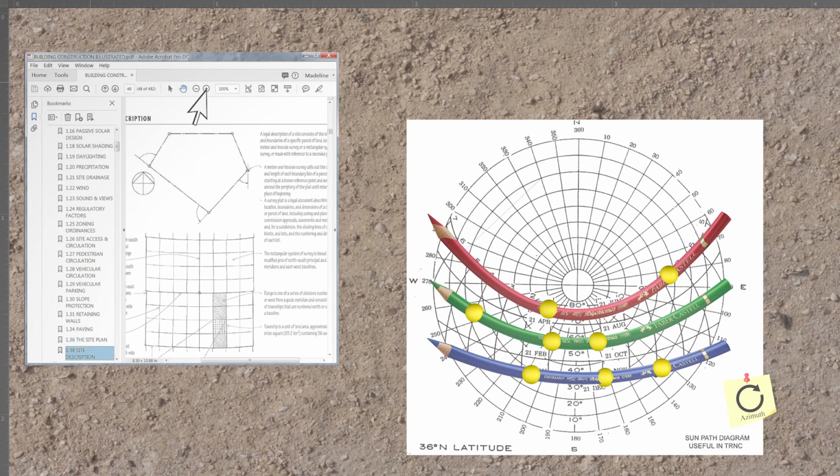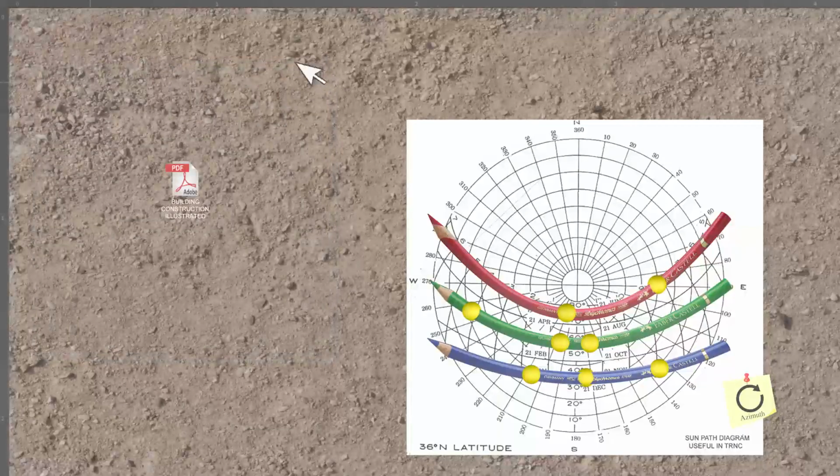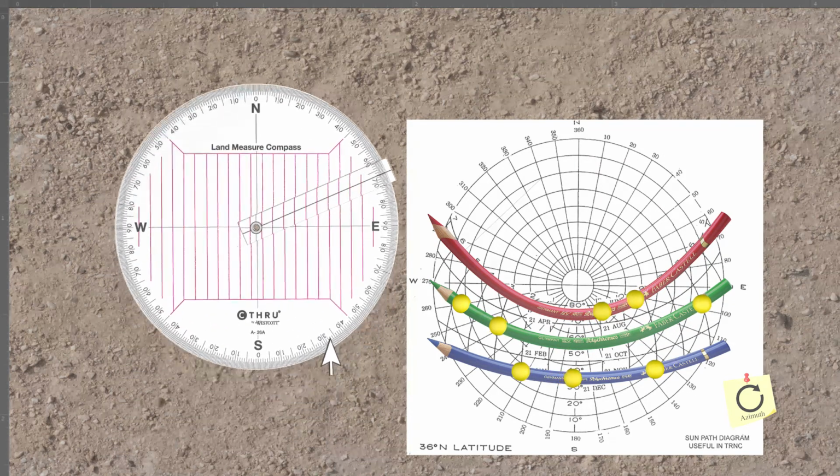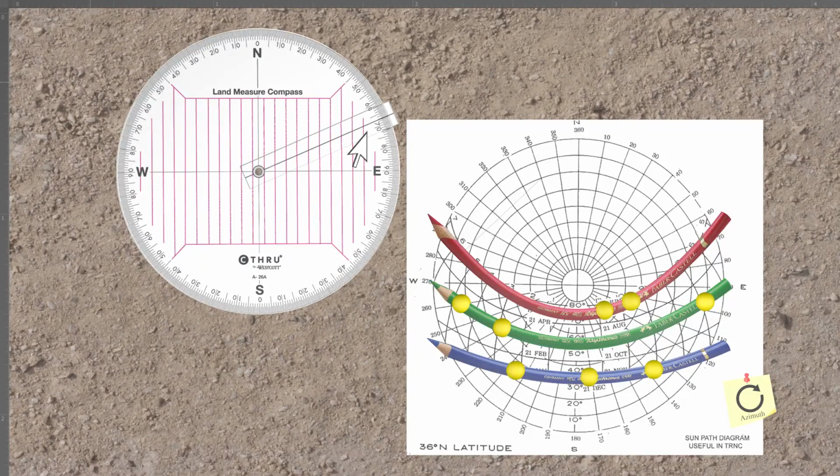So our next step is to draw a meets and bounds diagram, which is a legally recognized description that you can put in deeds. So for this, we will need a circular land measure compass. Here it is, and it has this arm on it, which allows us to dial in a particular direction. Okay, so meets refers to the direction and bounds refers to distance.